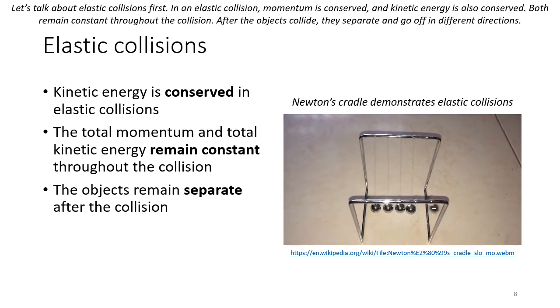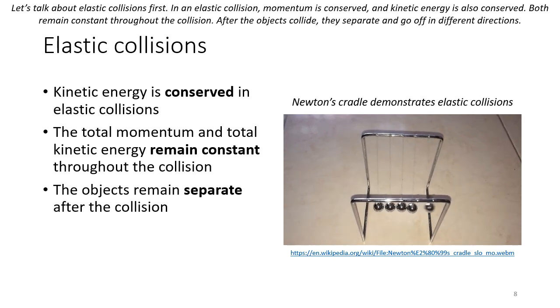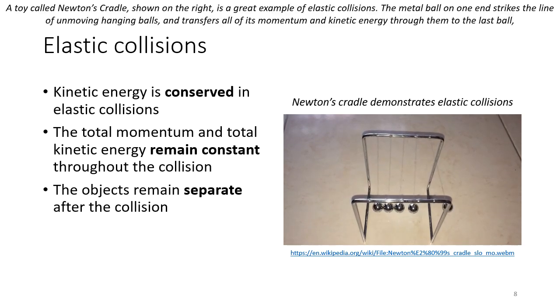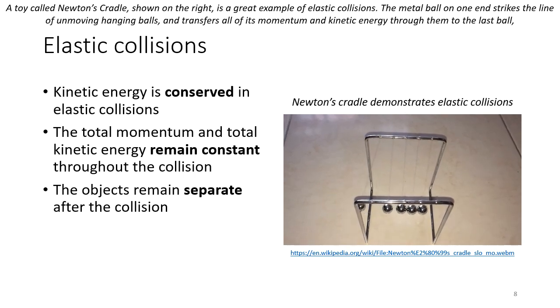Let's talk about elastic collisions first. In an elastic collision, momentum is conserved and kinetic energy is also conserved. Both remain constant throughout the collision. After the objects collide, they separate and go off in different directions. A toy called Newton's cradle, shown on the right, is a great example of elastic collisions.